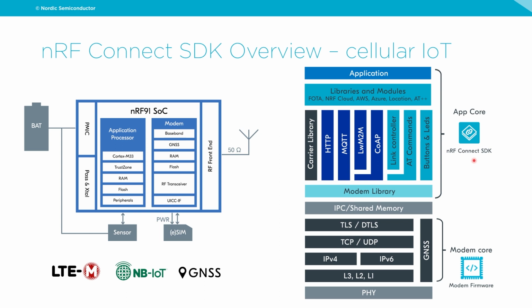And then within nRF Connect SDK, you have the modem library and then the functionalities that build on top of that. So you'll have your networking transports, MQTT, lightweight machine-to-machine, CoAP. And then on top of that, you'll have other libraries and modules, for example, for connectivity to different cloud platforms, nRF Cloud, AWS, Azure, and so on. And then your application will be leveraging all of this rich functionality to do what your product really needs.